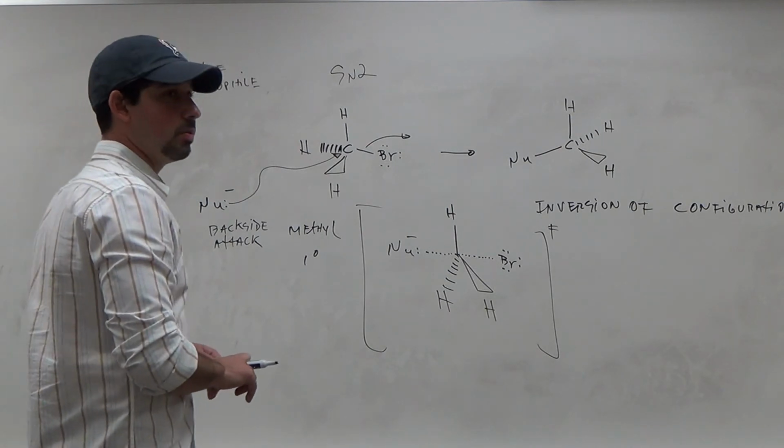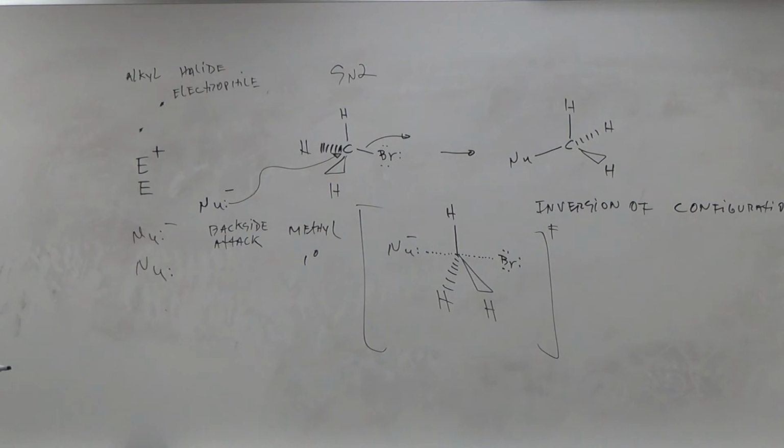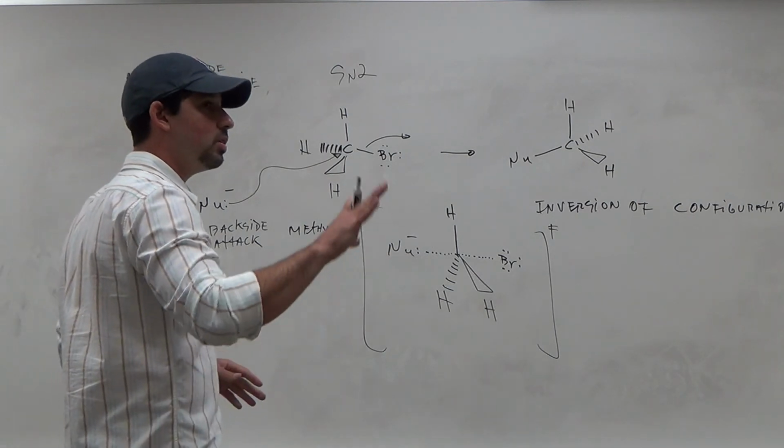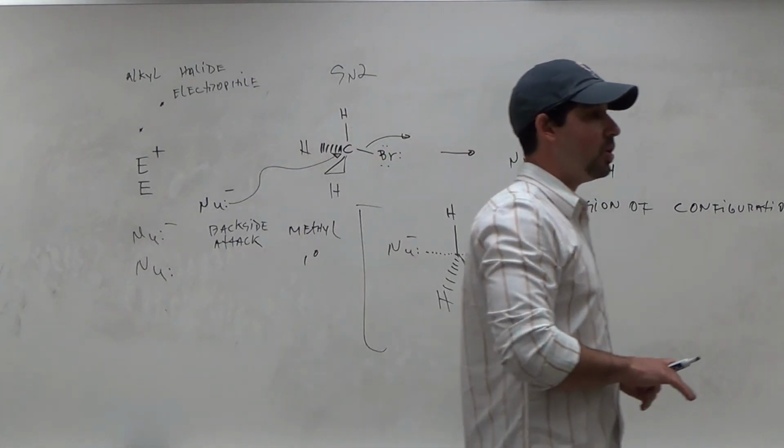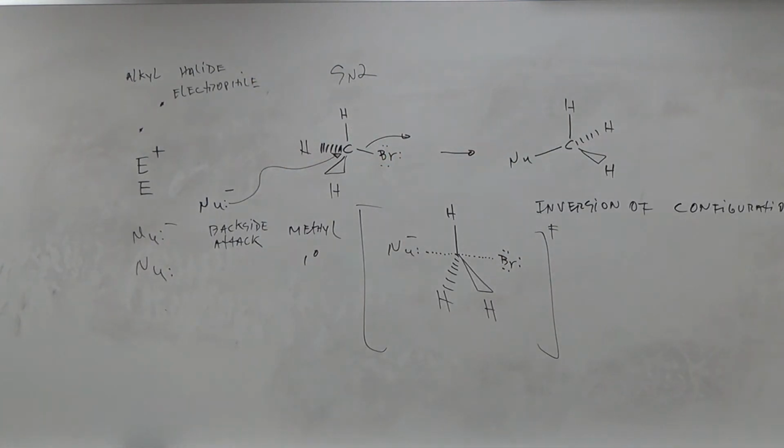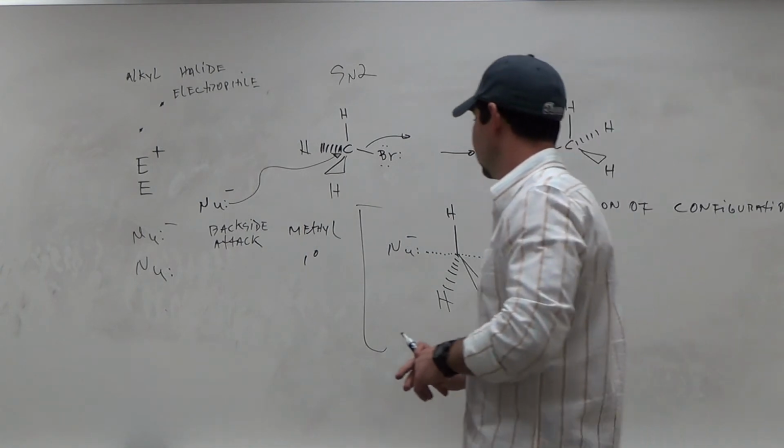You said it was a penta what? Pentavalent. Pentavalent means 5 bonds to a carbon, right? You get 5 bonds to a carbon, you win the Nobel Prize in chemistry, like George Olah.